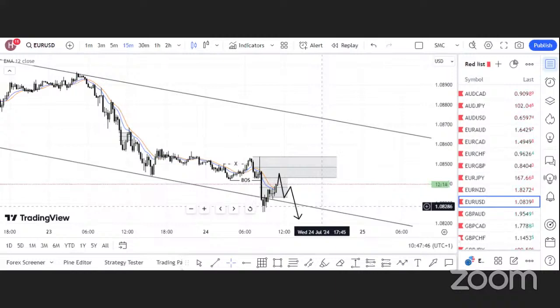All right, we are currently on the 15 minutes time frame. And this is my analysis for Euro USD.